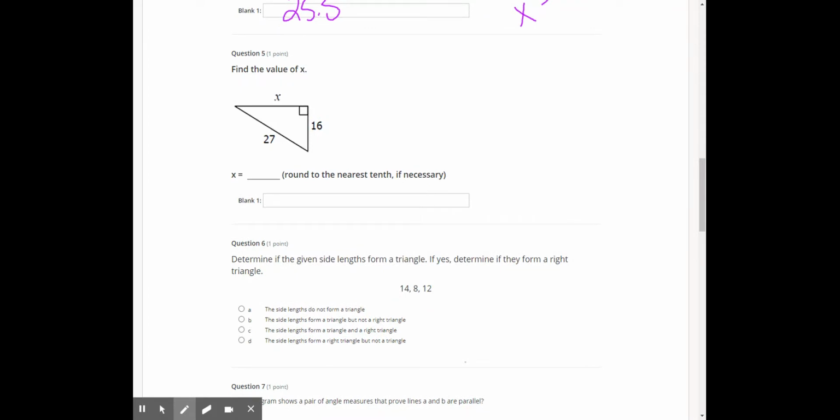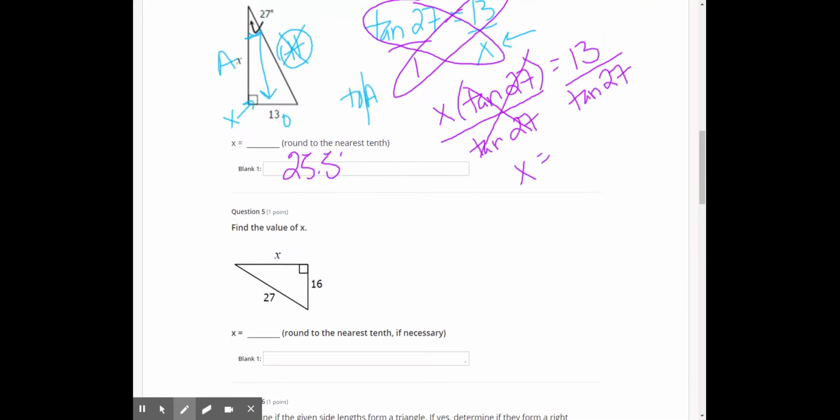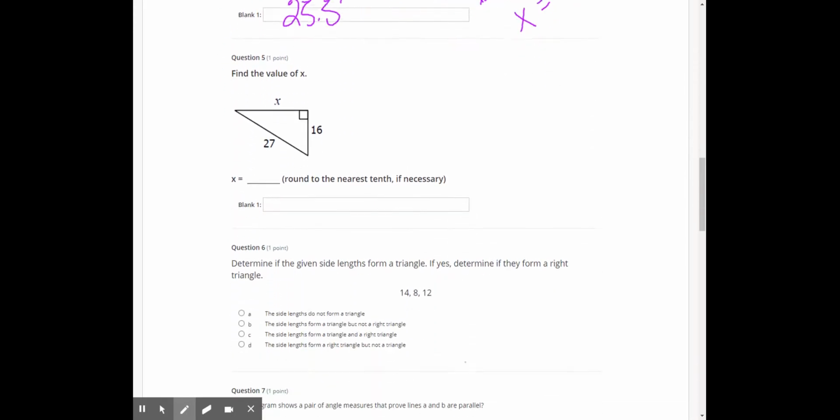Number 5 changes back a little bit because we don't have an angle anymore. So if we don't have an angle, we've got two sides. We've got a leg, and we've got a hypotenuse, and we're looking for the other leg. So a squared plus b squared equals c squared. A and B are our legs, so 16 squared plus x squared equals the hypotenuse, 27 squared.